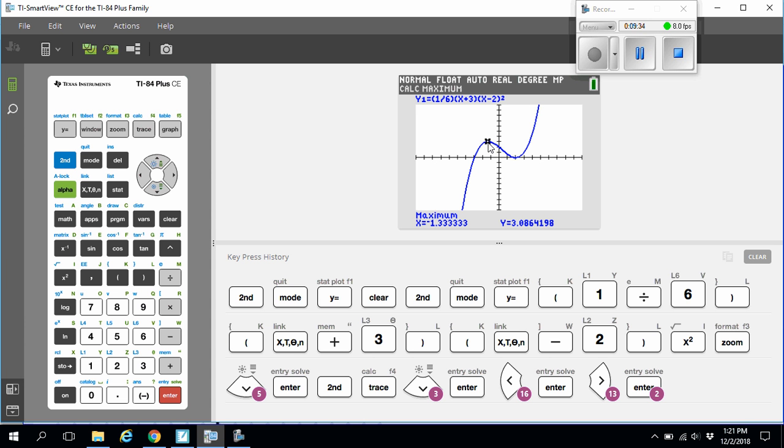Our next thing is we've got to find a local min. Remember, that is a point that's going to be at the bottom of a hill or a bottom of a hump. If we look here, it seems like this point here is going to be a local minimum because it's at the bottom spot of our hill. So to find a local min, we're going to go to second trace.